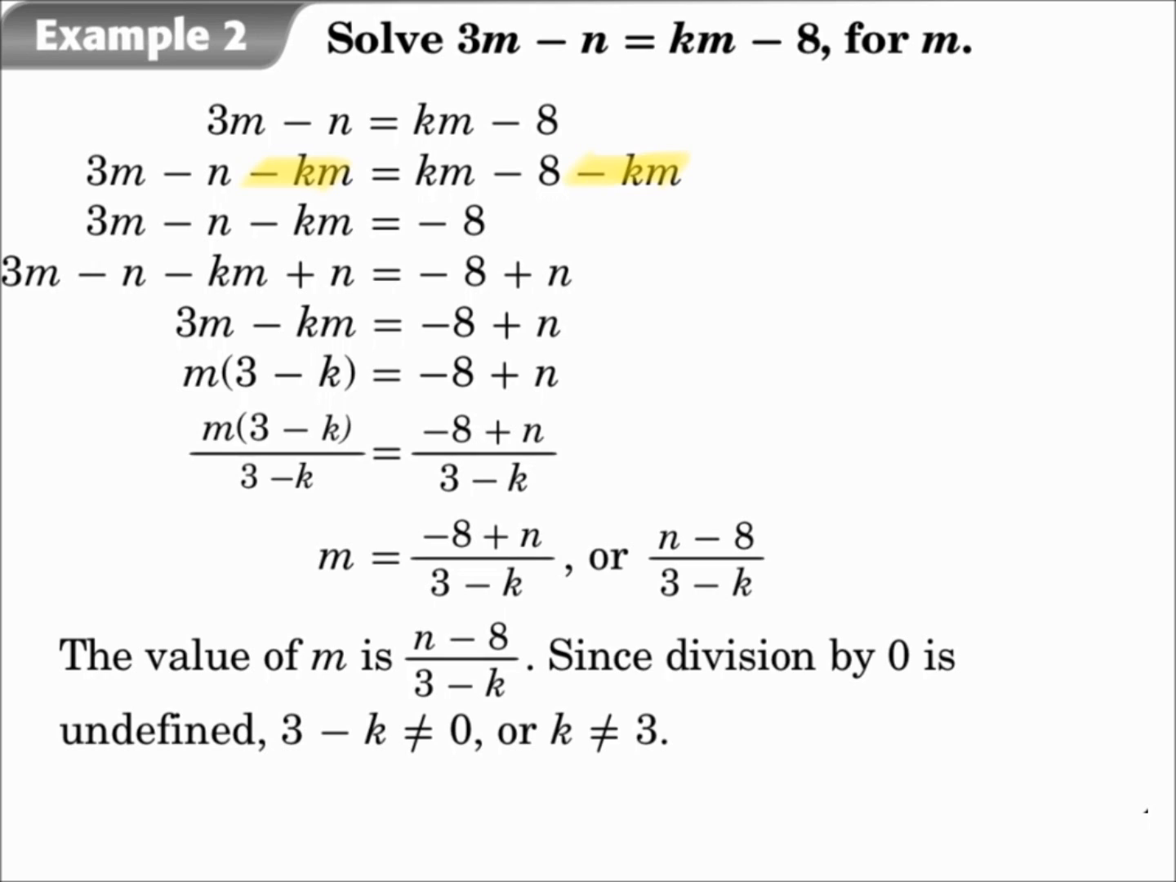Now I have all my m's on the left. Let's get the non-m terms over to the right. And I have a minus n on the left. So let's add n to move the n's over to the right. At this stage, I have my m's together on the left now. The way to combine them is to use the distributive property. Factor out the m, and in parentheses, put the coefficients, 3 minus the variable k.